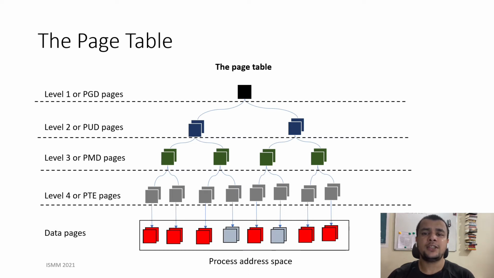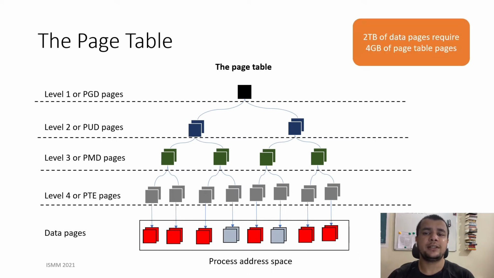Furthermore, the size of a page table depends on the physical data accessed by the application. For example, to map 2 terabytes of data pages, we need 4 gigabytes of page table pages.